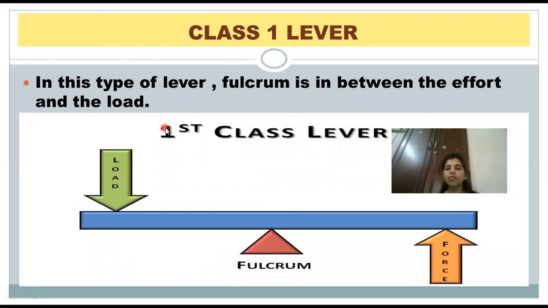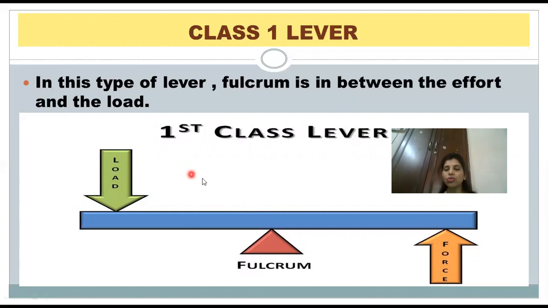In class 1 lever, what you are going to understand is the position of the fulcrum. The fulcrum is between the load and the effort. Whenever you're talking about load, you are going to show the arrow in the downward direction, and effort you're going to show in the upward direction, and the fulcrum is at the center. So this is how you're going to represent it in a schematic diagram, because in the paper they will ask you to draw a schematic diagram for class 1 lever.